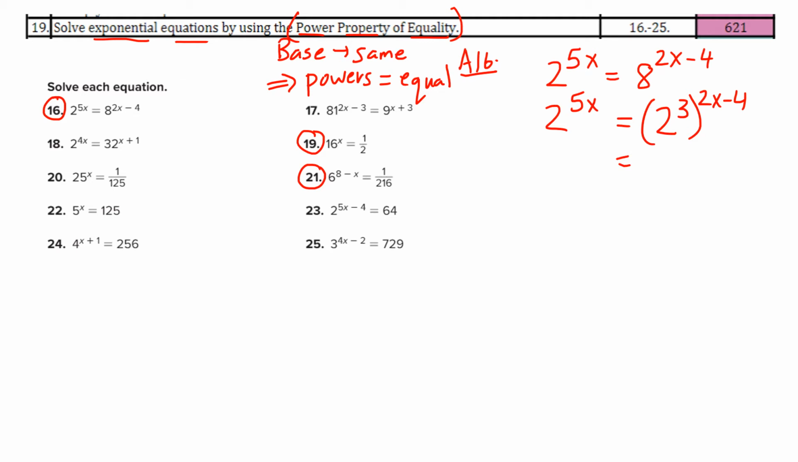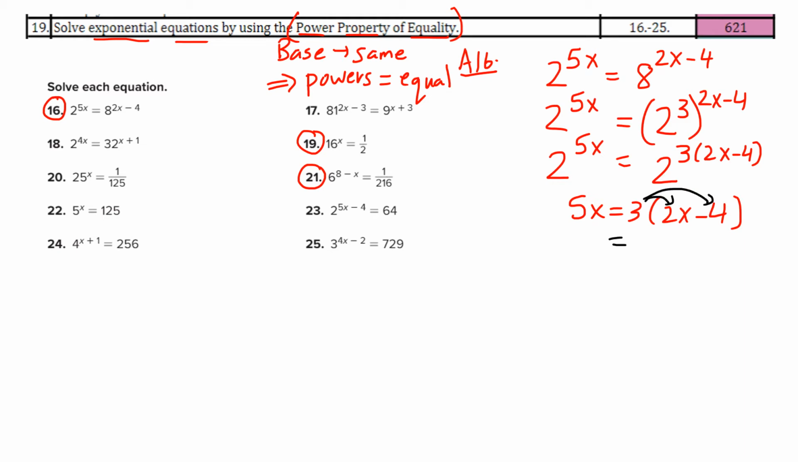So this is 2 to the power 3 times, now there are two powers. So again, exponent rule, power of a power. So when there are two powers, they are multiplied. So I'm going to now multiply. That's why I put these brackets. Now, are my bases equal? Oh yes, they are equal. So if bases are equal, the power property of equality can be applied. And it says if the bases are equal, the powers are equal as well. So 5x is equal to 3 times this. Now, how do you multiply? Which property?